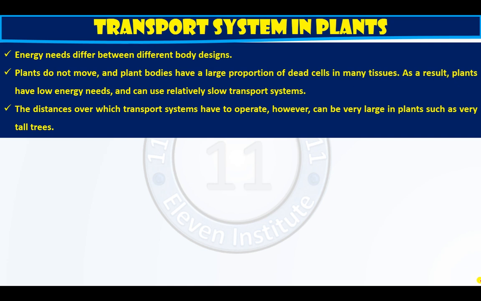The distance over which transport systems have to operate, however, can be very large in plants such as very tall trees. Why does the transport system have to operate at larger distances in plants? Because the average height of some plants is more than that of humans. The size of the plants is much more as compared to human beings or any other animal. And hence, in human beings, the transport system operates up to a certain distance, while in plants it has to operate at longer distances because of the huge size of the plants such as tall trees.